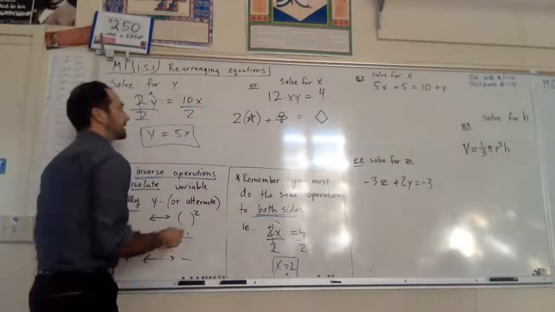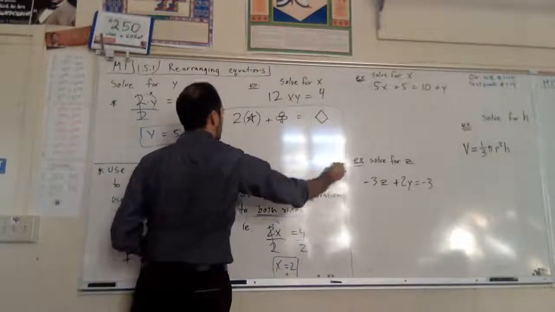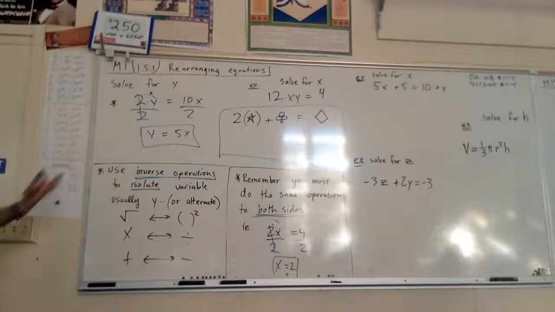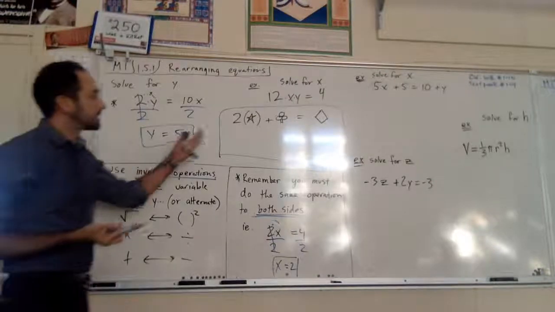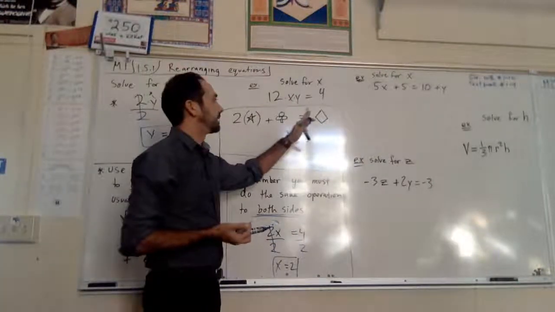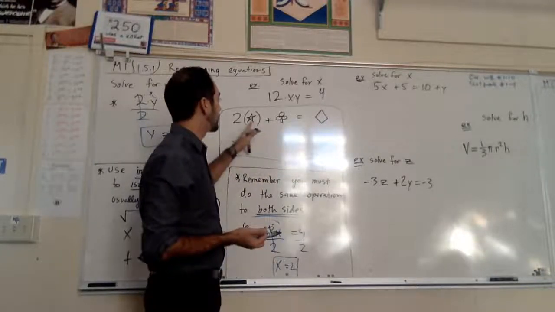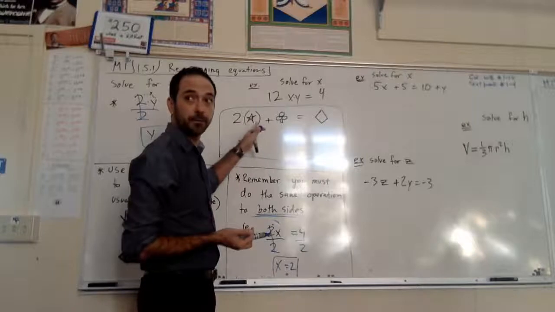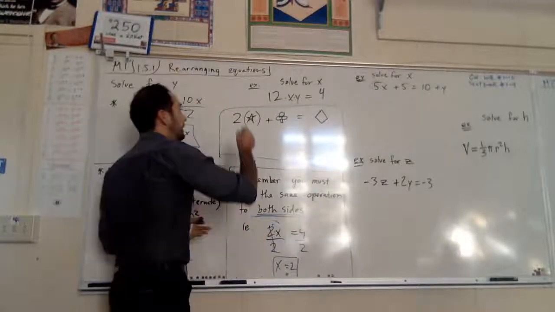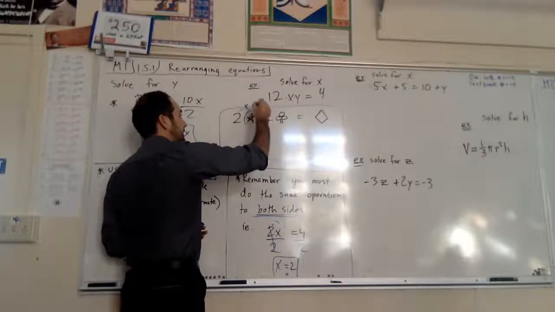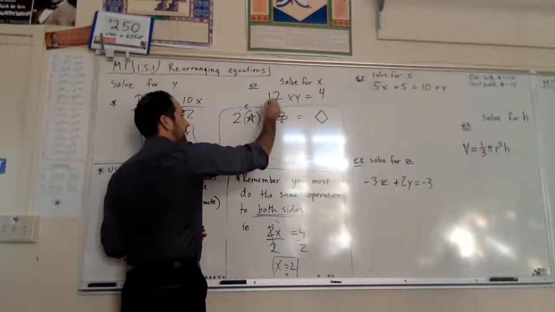So I wanted to do this example right here just as an abstract idea. Because what are the 3 symbols you see there? Star, kind of a clover, diamond. If you needed to solve for, let's say, star, first off, I know that 2 and star are connected by multiplication. This whole term is connected to clover by addition.